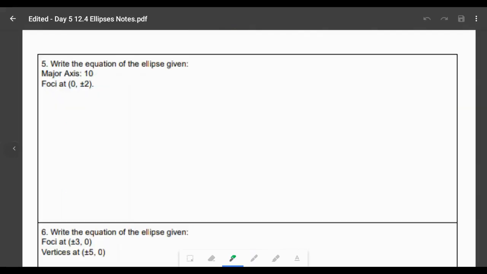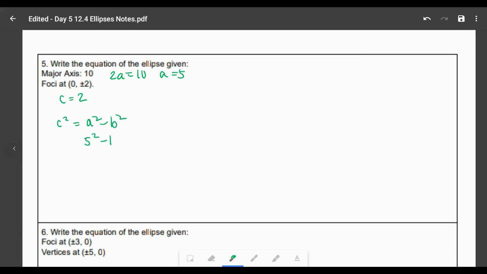All right, so for this last set of problems, we're going to work backwards, and we are given information about the ellipse, but then we need to create the actual equation. All right, so if the major axis is 10 units long, then I know that 2a is equal to 10, which means that a is equal to 5. All right, if the foci are at (0, plus or minus 2), that tells me that c is equal to 2. And since I know a and c, I can find b. And for all ellipses, c squared is equal to a squared minus b squared.